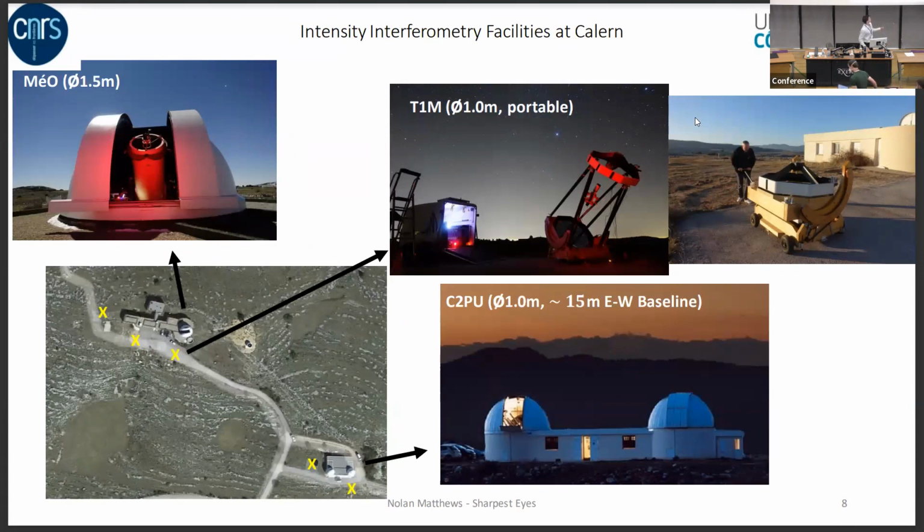In particular, we've been using the C2PU Observatory, which is a pair of 1 meter telescopes separated by about a 15-meter baseline. More recently, we've expanded our ability to do interferometry onto the MéO telescope, shown on the top left, which is a 1.5 meter telescope used for laser ranging, and even to the T1M telescope, a portable 1 meter telescope that can be packed up and put into that trailer, as well as moved to different baselines. On the map at the bottom left, I'm showing the positions where we have a very precise location, and we plan to have modular baselines.